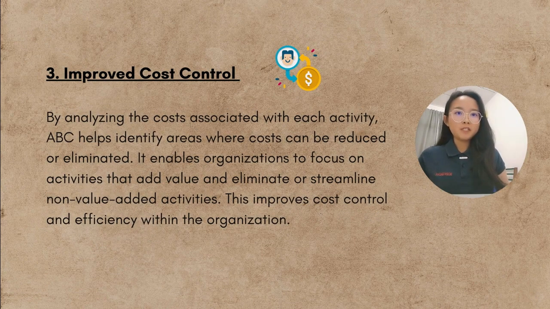The next advantage is improved cost control. By analyzing the costs associated with each activity, ABC helps identify areas where costs can be reduced or eliminated. It enables organizations to focus on activities that add value and eliminate or streamline non-value-add activities. This improves cost control and efficiency within the organization.